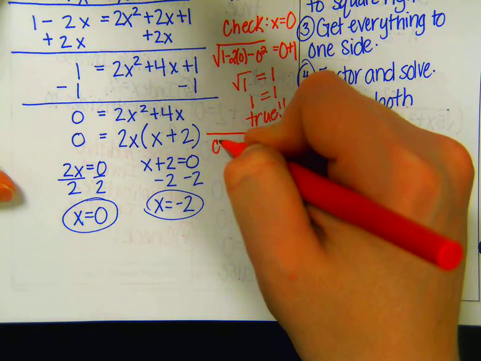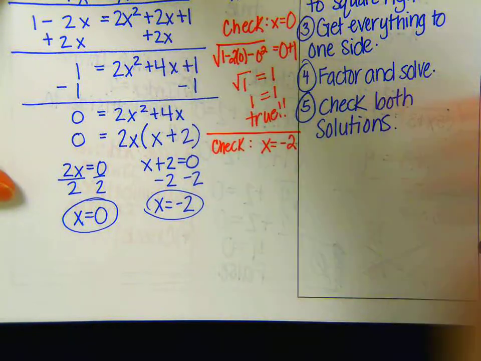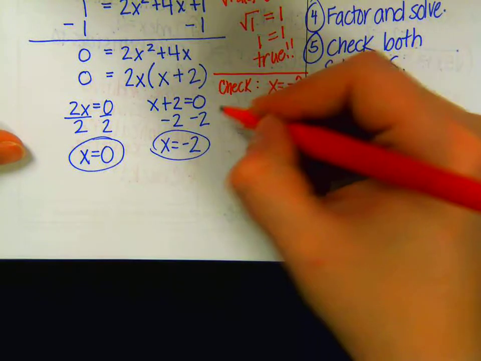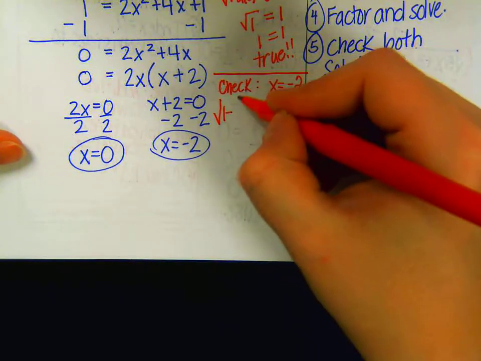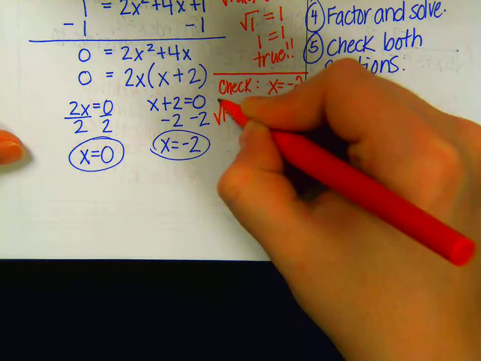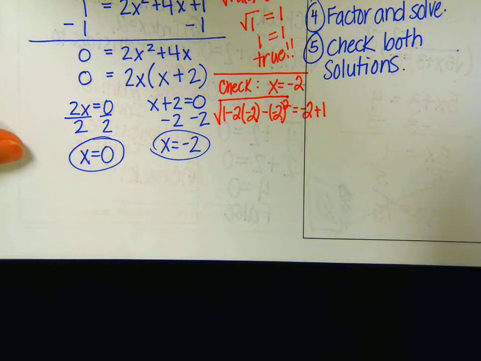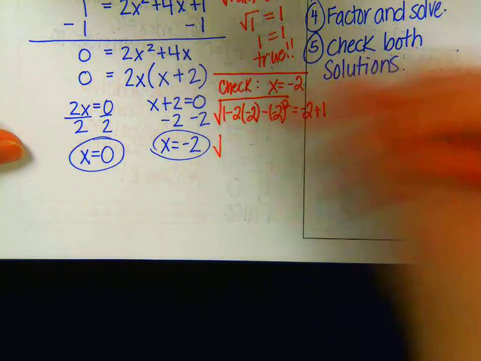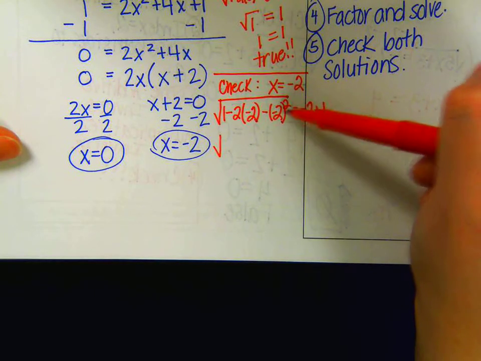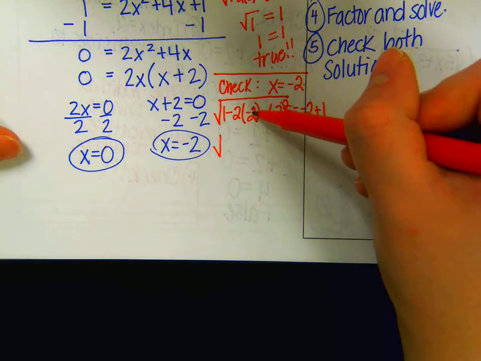Now I'm going to check x equals negative 2. So we have 1 minus 2 times negative 2 minus negative 2 squared equals negative 2 plus 1. You can put this straight in your calculator if you want to. But order of operations tells us we have to do parentheses first, so this is going to end up being 4. And right here, that would come next, so negative 2 times negative 2 is positive 4.